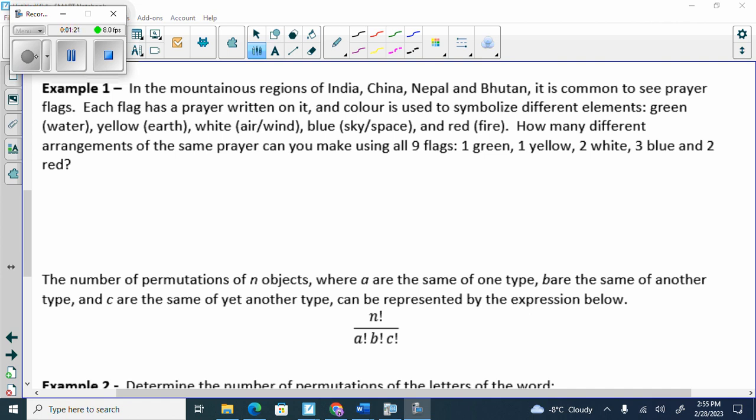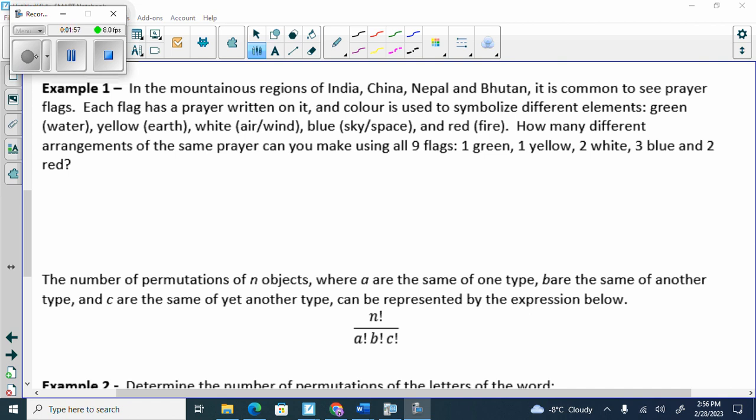In the mountainous regions of India, China, Nepal, and Bhutan, it is common to see prayer flags. Each flag has a prayer written on it, and color is used to symbolize different elements: green for water, yellow for earth, white for air, wind, blue for sky, space, and red for fire. Now, if I have 2 blue flags, can you tell the difference between them? No. If I had 7 white flags, could you tell the difference between them? So if I put 7 white flags in a blue one, and then I move these 7 white flags in a blue one, it would look the exact same, correct? It would, because there's repetition. So we have to watch for repetition.